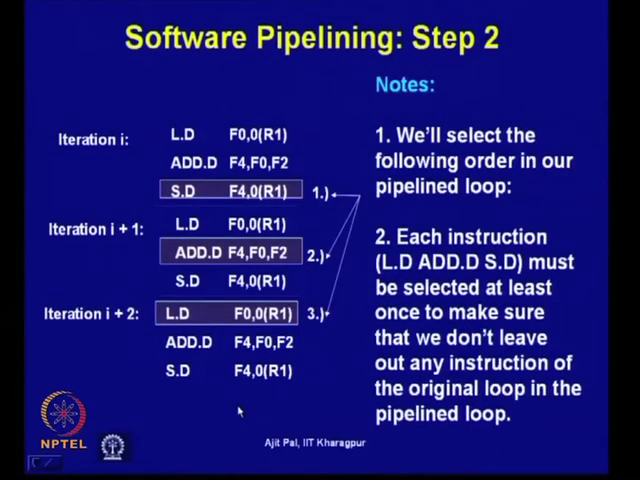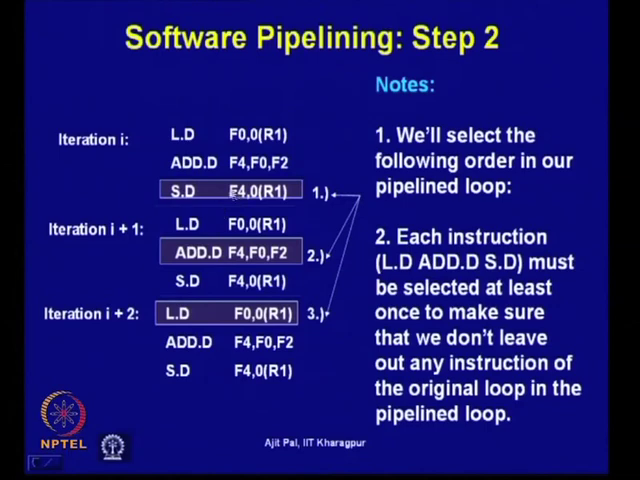Let us see how this is being done. What you are doing is taking three instructions: the first instruction from iteration I, the second instruction from iteration I plus 1, and the third instruction from iteration I plus 2. Whenever you take instructions from different iterations, you have to select them in such a way that each instruction is selected at least once, to make sure that we do not leave out any instruction of the original loop in the pipeline loop body. Ultimately you have to execute your program and it has to give the correct result, and it will give the correct result only when all the instructions are executed. To do that, you have to be careful.